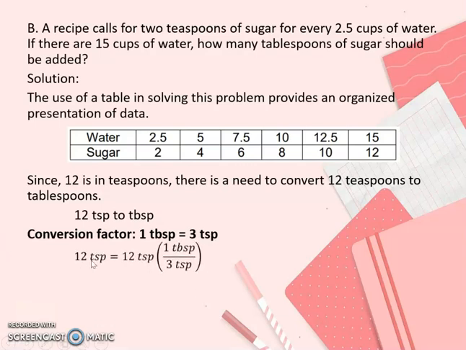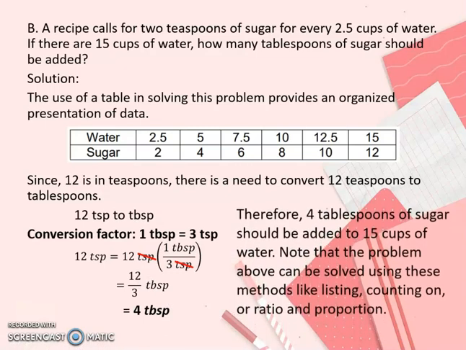So, therefore, we have 12 teaspoon equals 12 TSP times 1 tablespoon over 3 TSP or teaspoon so that it cancels out and only tablespoon remains. So, therefore, 12 times 1 is 12 over 3 tablespoon. Final answer is 4. So, therefore, 4 tablespoons of sugar should be added to 15 cups of water.